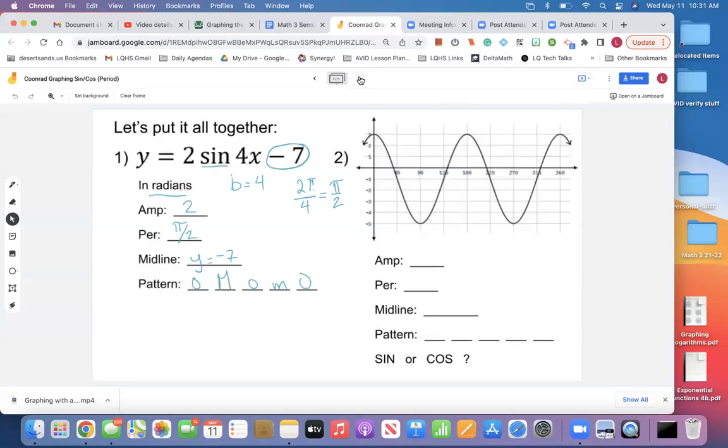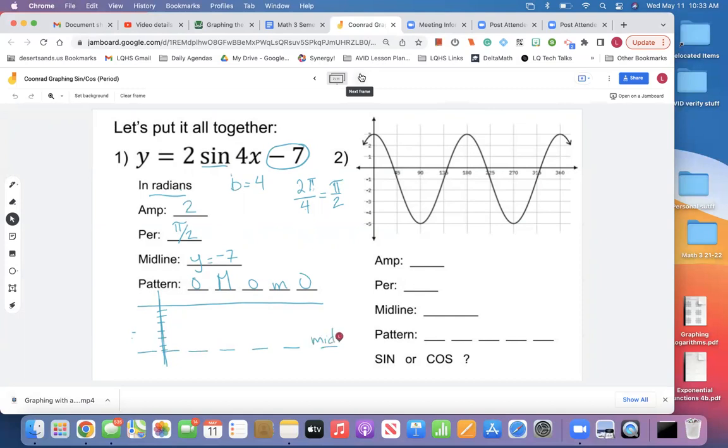Now, I'm going to show you quickly how to graph that because it's tricky. Are you ready? Not that tricky, but it's tricky. Please watch the Jamboard. Okay. What's the amplitude? It's 2. Okay, so we're going up. Oh, the midline is -7. All right, we'll try it here. -7. All right. 1, 2, 3, 4, 5, 6, 7. So there's my midline at -7.